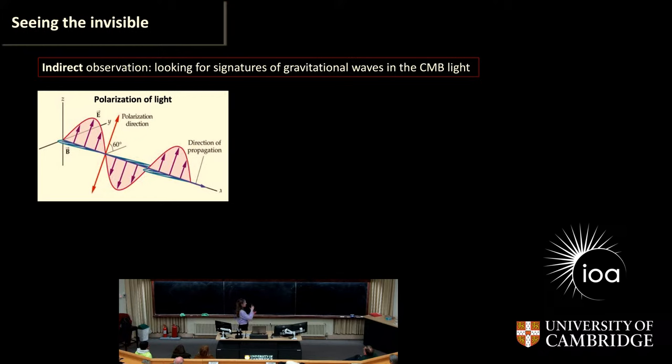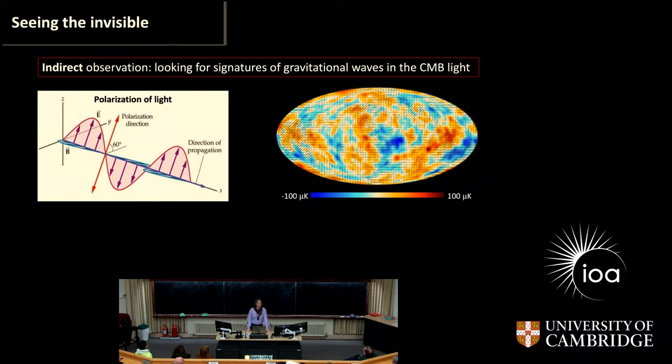So light is a wave, you can see here, propagating along that axis. It's made of an electric field and a magnetic field. And what we call polarization is the direction in which the electric field oscillates. And now, if you look at this map here, the CMB light is polarized. You can see those little dark segments, those little black lines. These are the polarization directions we've been able to measure at different places on this map of the young universe.